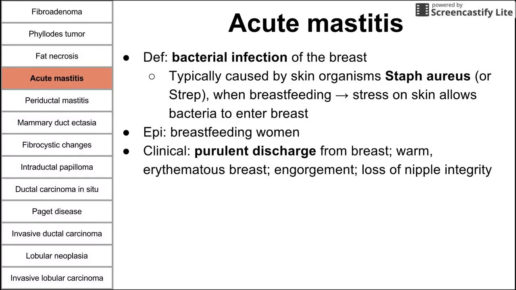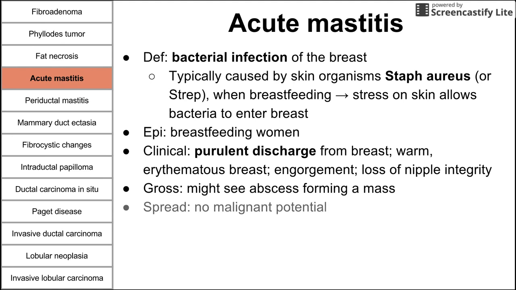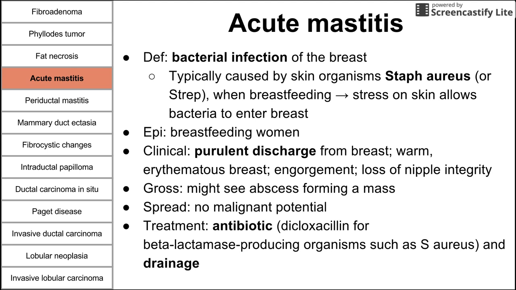Clinically, you see a purulent, pus-filled discharge from the breast. The breast is usually warm and erythematous, and you usually lose a bit of nipple integrity there as well. Grossly, you might see an abscess form, especially if they're not treated. There's no malignant potential to these. This is an inflammatory condition, not a neoplastic condition. Treatment here is antibiotic. If it is a Staph aureus infection, you specifically want to use dicloxacillin, and you do want to keep draining the breast, usually by breastfeeding, to ensure that it does not form an abscess.